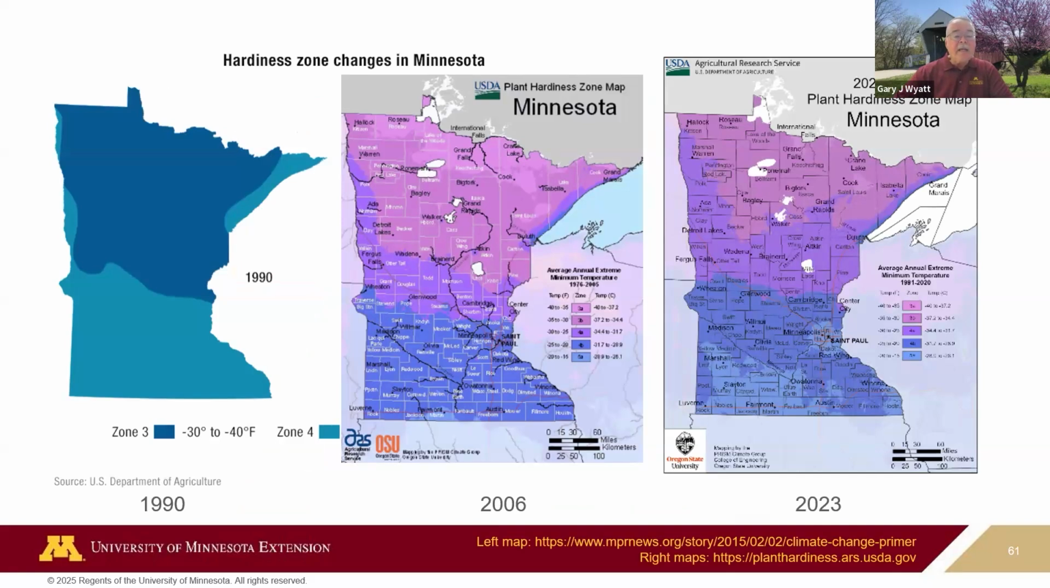So here's the 1990 hardiness zone map, 2006, and then 2023. And we now have zone 5 in Minnesota, which is really amazing, as we've increased from maybe a 2-zone state to a 3 or 4-zone state in 2023. So we're looking at warmer climates in Minnesota in the future.